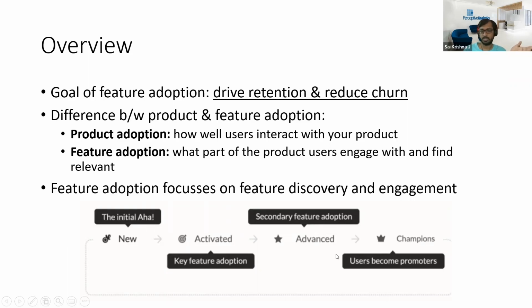And then you have the advanced stage. This is mainly any additional features that you might have, what we call secondary feature adoption. And then whoever is using the features propagates the benefits, spreads the good word about it, and this is where the users become promoters, and then we call them champions. So these are all different stages which users go through when they adopt a new feature introduced by the product.